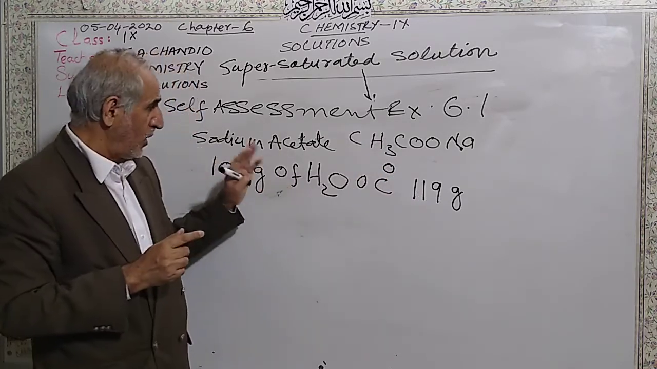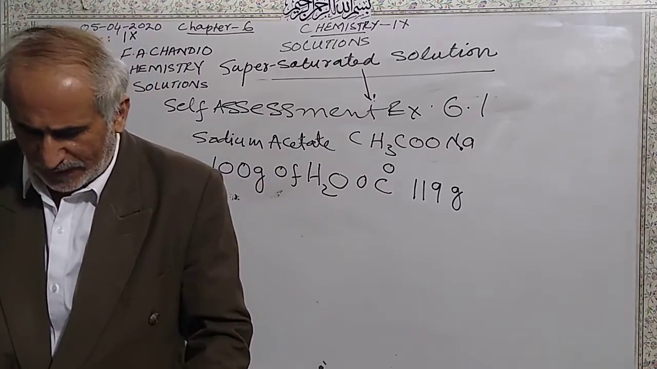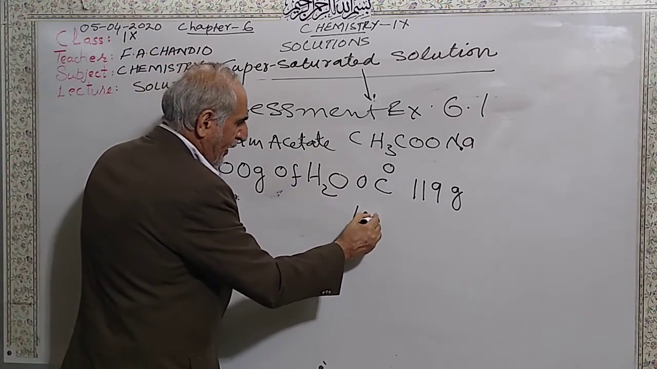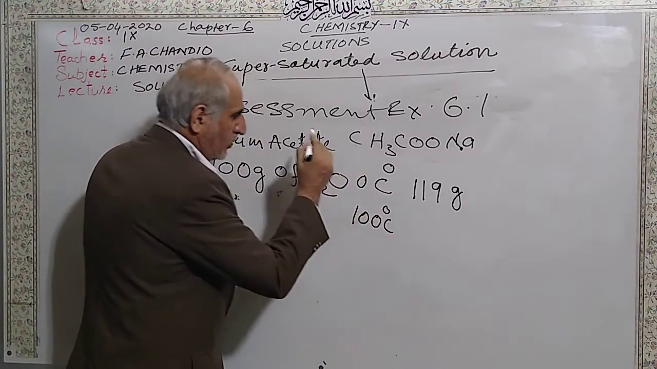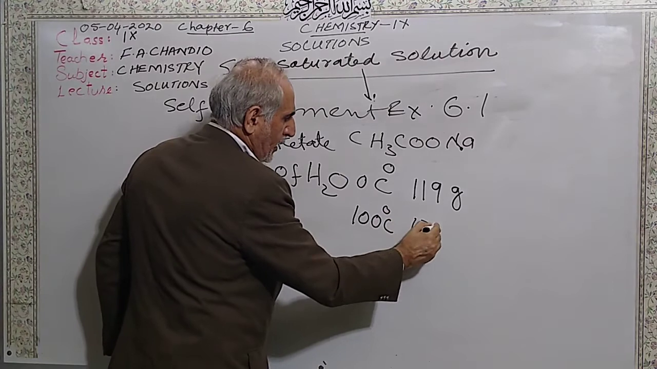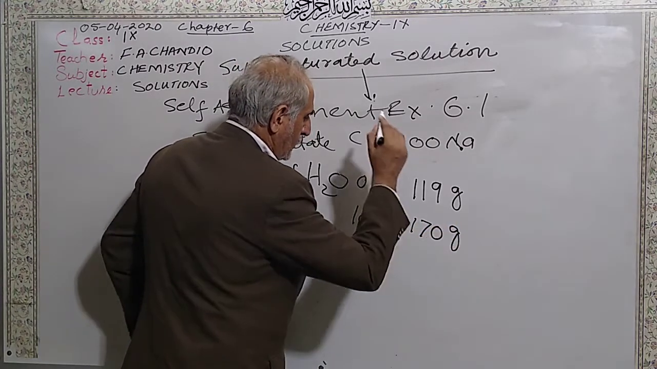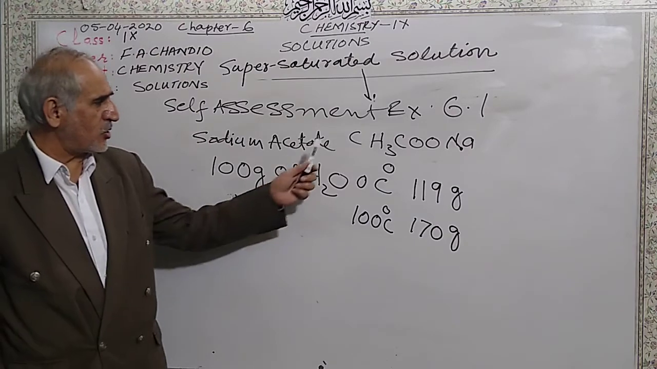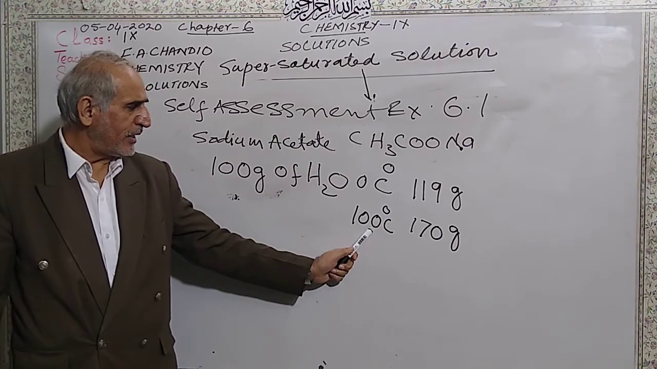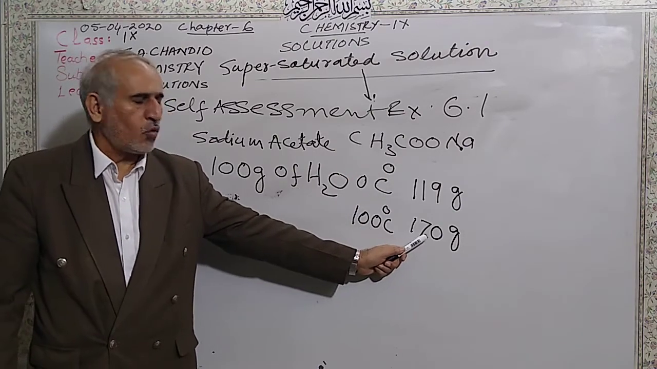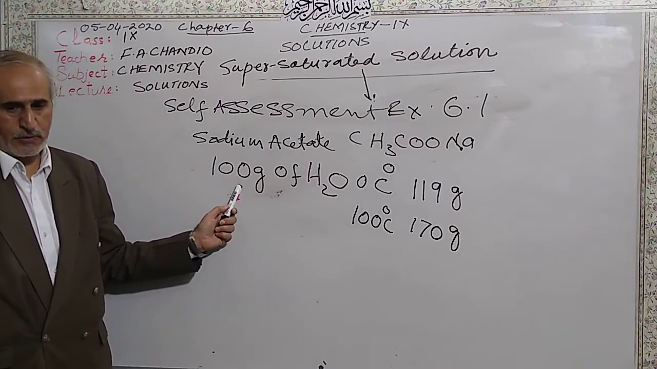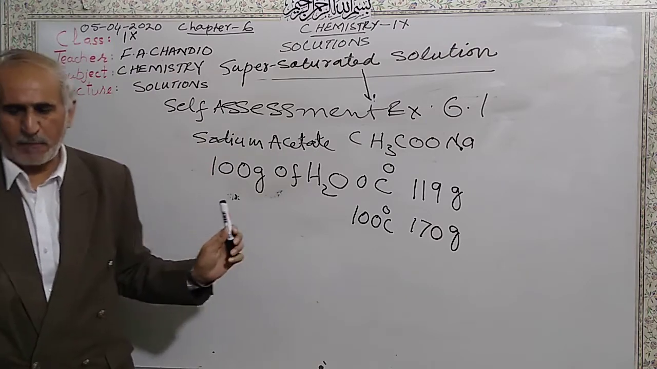This is one very important thing, you have to remember it. Another one: now you are maintaining 100 degrees Celsius, not 0, and sodium acetate dissolves 170 grams. So at 0 degrees Celsius, sodium acetate dissolves 119 grams, and at 100 degrees Celsius, sodium acetate dissolves 170 grams, keeping the solvent at 100 grams. This is the statement which is given in the book.